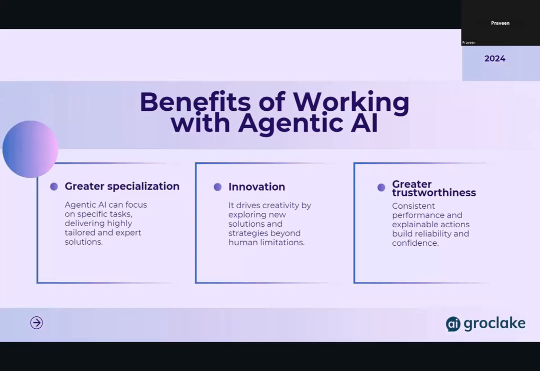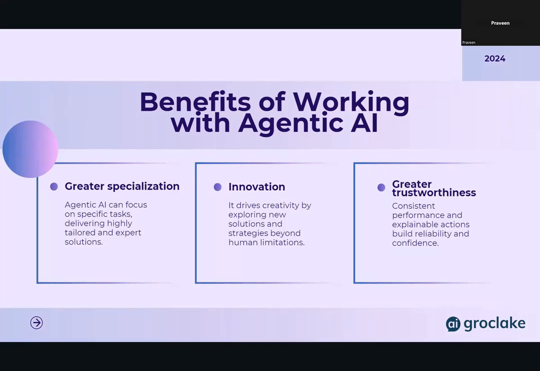Yeah, there are many benefits of working with agentic AI. There's greater specialization. Agentic AI can focus on specific tasks, delivering high quality, tailored, and expert solutions. There can be innovative solutions that can be made. Right now, agentic AI is booming. We are seeing a lot of things that have been made on agentic AI. Recently, there are many great projects. In this hackathon, our focus is also that you make some great agentic AI.